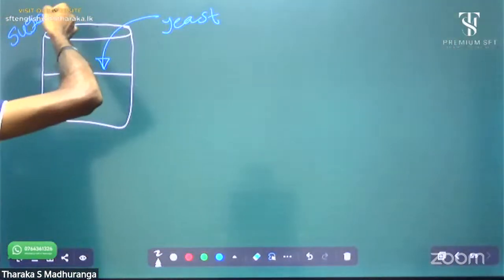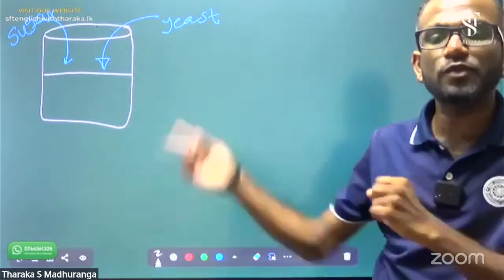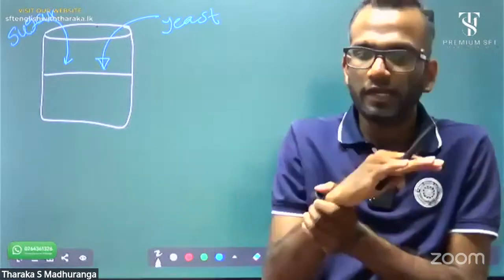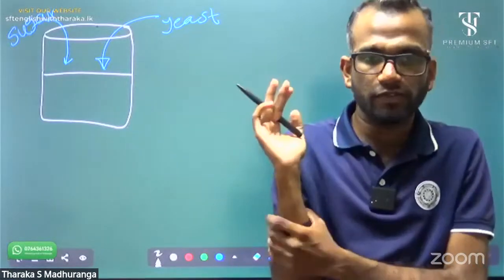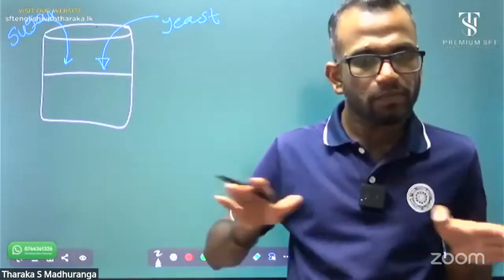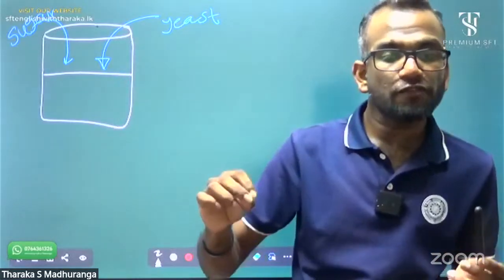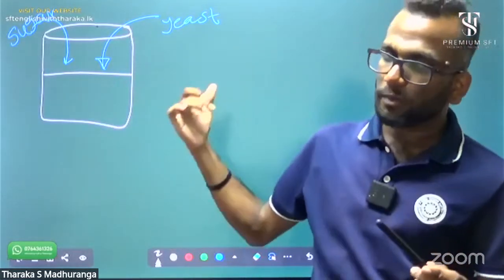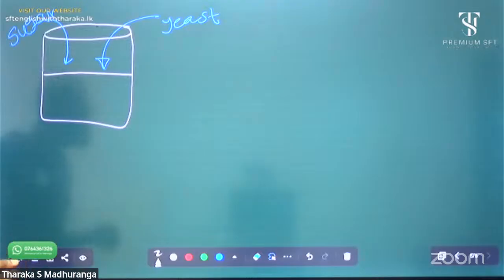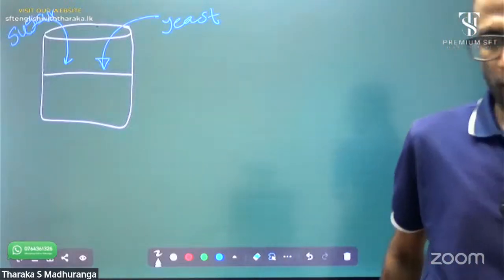Now we have to close this container and keep it for some time for the fermentation process. Yeast, Saccharomyces cerevisiae, is facultative anaerobic. Therefore, if we give an anaerobic condition, a low oxygen environment, it is more favorable for Saccharomyces cerevisiae. A normal oxygen environment is also okay, but a slightly anaerobic, low oxygen environment is more favorable, because Saccharomyces cerevisiae is a facultative anaerobic microorganism, right?